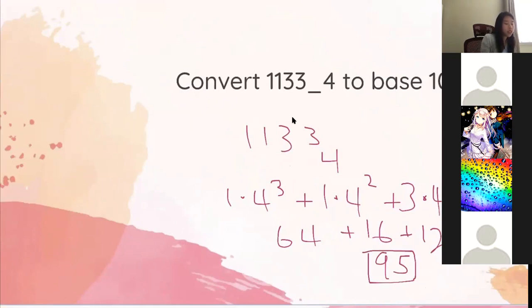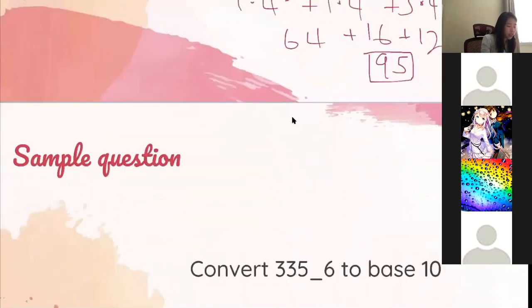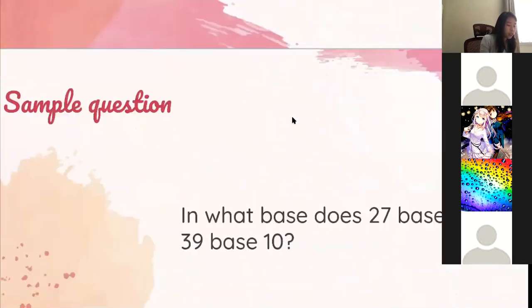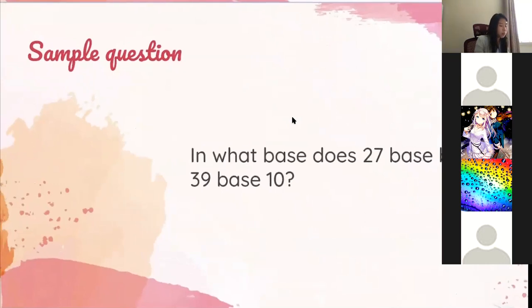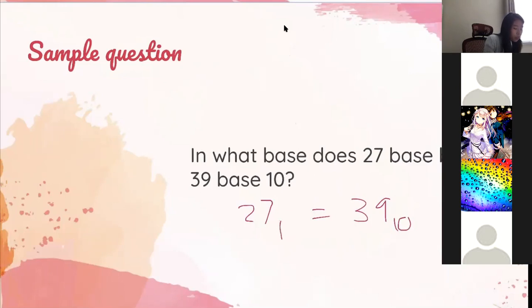Okay, otherwise we're going to go on to this question. We're going to skip that because I think you guys are doing really good with the bases. So what base does 27 base B equal 39 in? So we want to find B such that 27 base B is going to equal 39 base 10. All right, and you're going to have to apply what you did to convert to base 10 when you knew what B was. Use that to find B.